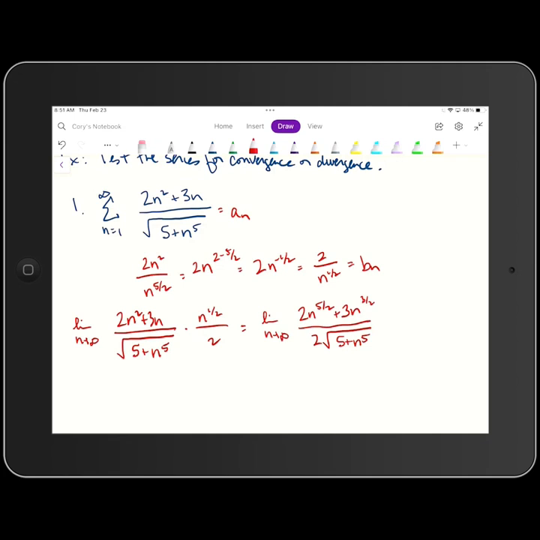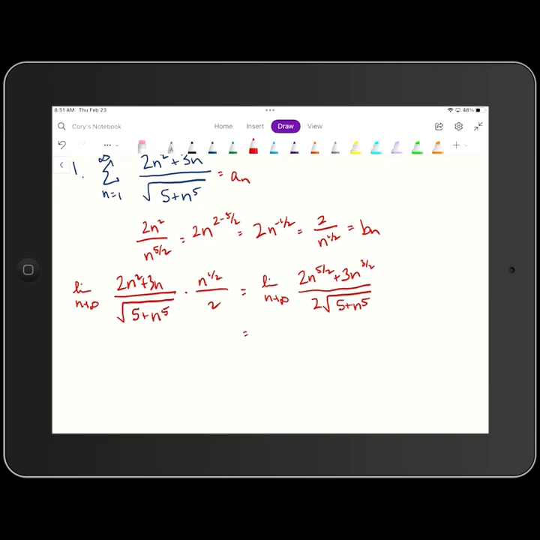Now, if we're taking the limit as n goes to infinity of that quotient, we're only concerned with the n behavior, so we look at the highest degree term in the numerator and denominator. The highest degree term up top is 2n to the 5/2 power. The highest degree term on bottom is 2 times the square root of n to the 5th power, which is n to the 5/2 power, and the limit as n goes to infinity of that is 1, which is a positive finite number, which is what we want. So we can go ahead and write up our justification now.